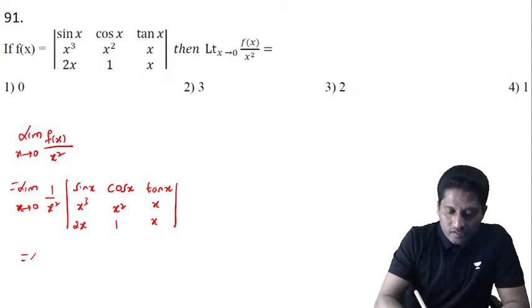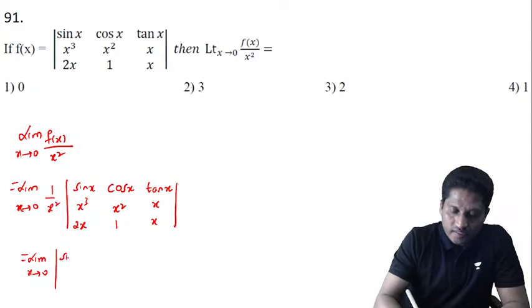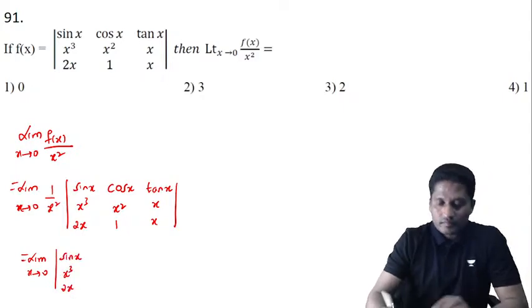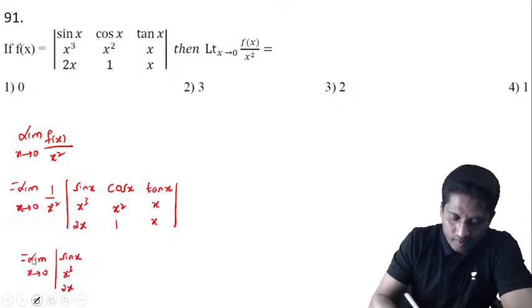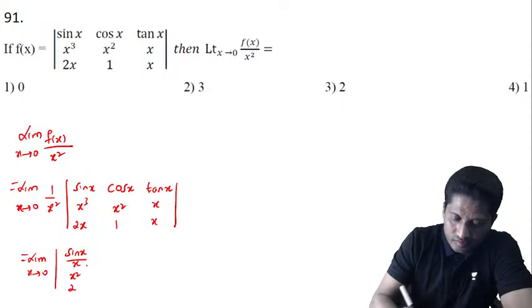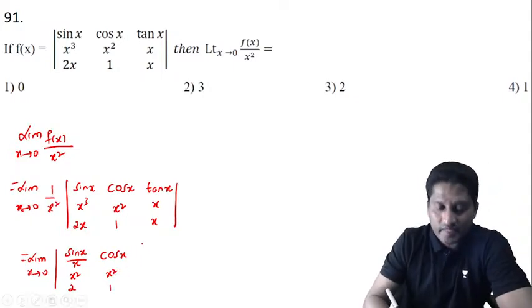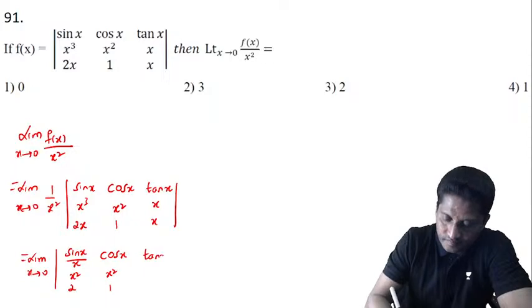This is equal to limit x tends to 0 of. I'll multiply 1 by x for the second column. First column is sin x, x cube and 2x. First column, if I multiply 1 by x, this is sin x by x. This is x square. This is 2. Second column I'll keep as it is. This is cos x, x square and 1. Last column, if I multiply 1 by x, this is tan x, x by x is 1, x by x is 1.